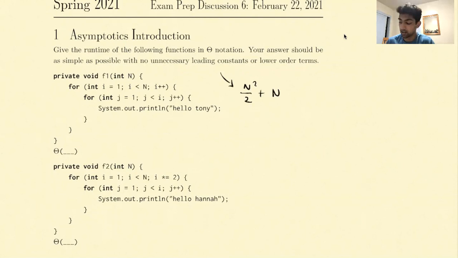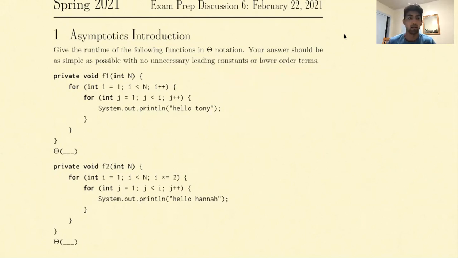So what we can do here is ignore lower order terms, right? This is a lower order term, so we just ignore it. And we can also ignore constants. So this function, if this is its exact runtime, we would think about its runtime as proportional to n squared. Okay, so that's what that second sentence is really saying.